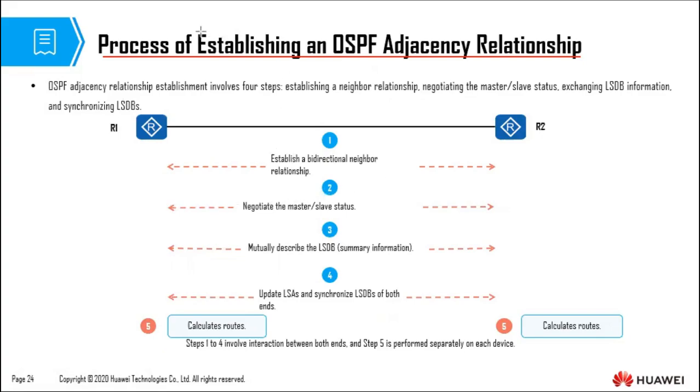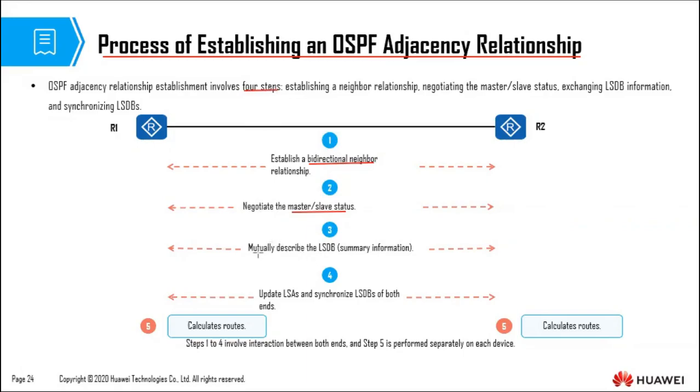Again, the high-level view: number 1, you establish a bidirectional neighbor relationship. So you've become neighbors. That's what we call the neighbor relationship. Then you negotiate who's the master and who's the slave. We're going to look at each of these steps in turn.